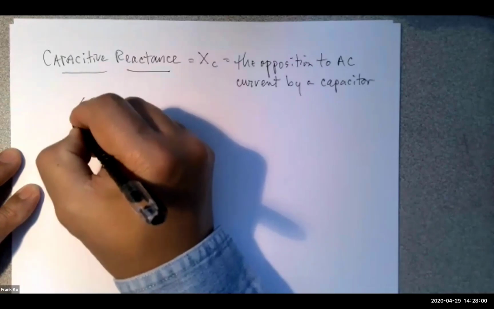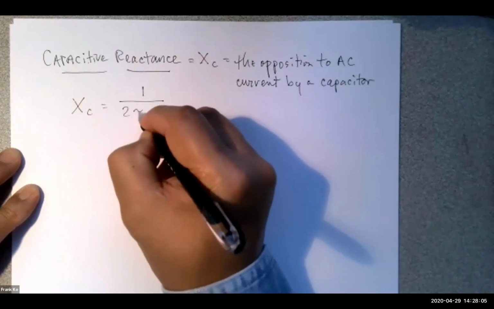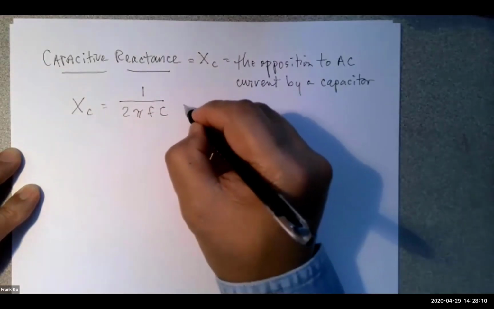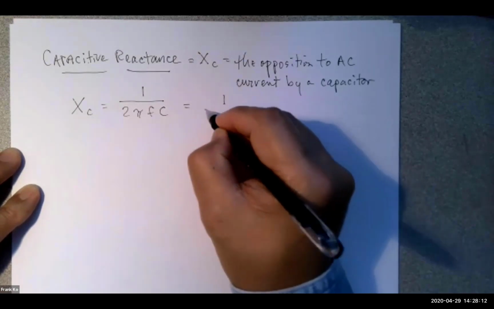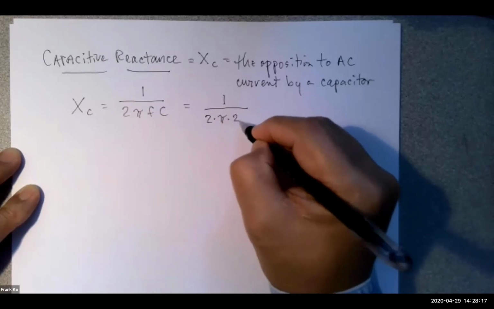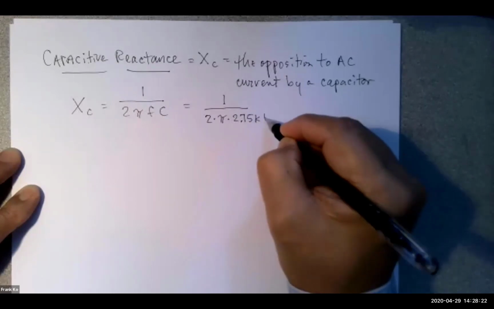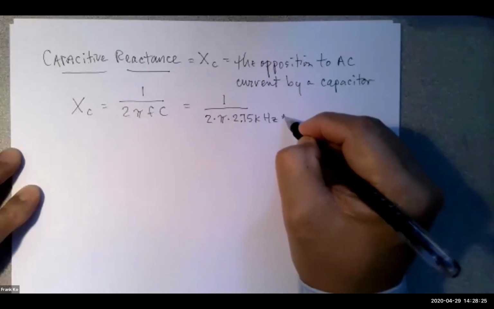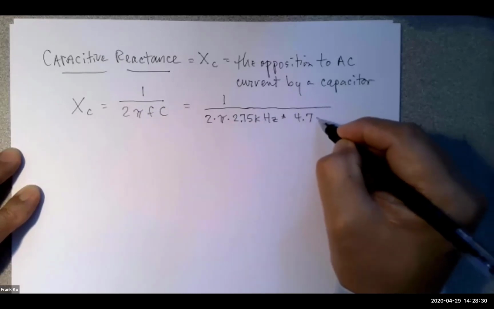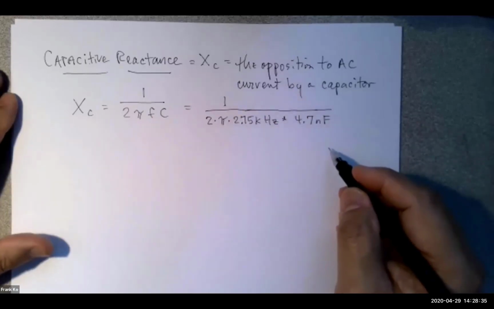And so you're given this formula, X sub C is equal to 1 over 2 pi F C. In our example, this would be equal to 1 over 2 times pi times 2.75 kilohertz times 4.7 nanofarads. So that is the formula written out.